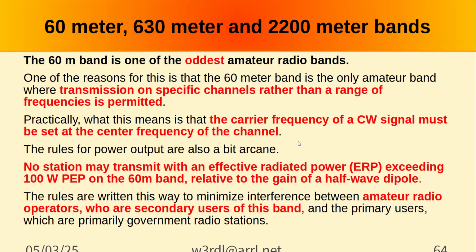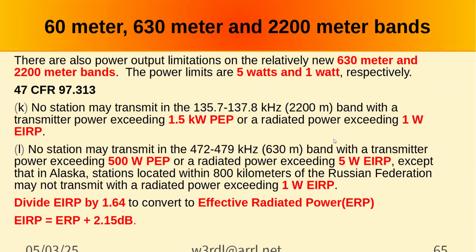Yeah, 2200 says it's 1 watt EIRP. Actually, I think it's 5 watts on 630 and 1 watt on 2200. Yeah, 5 watts on 630, except within 496 miles of Russia. So parts of Alaska are not going to be able to; they will only be able to do 1 watt. Yeah, this chart is showing the 5 and the 1.